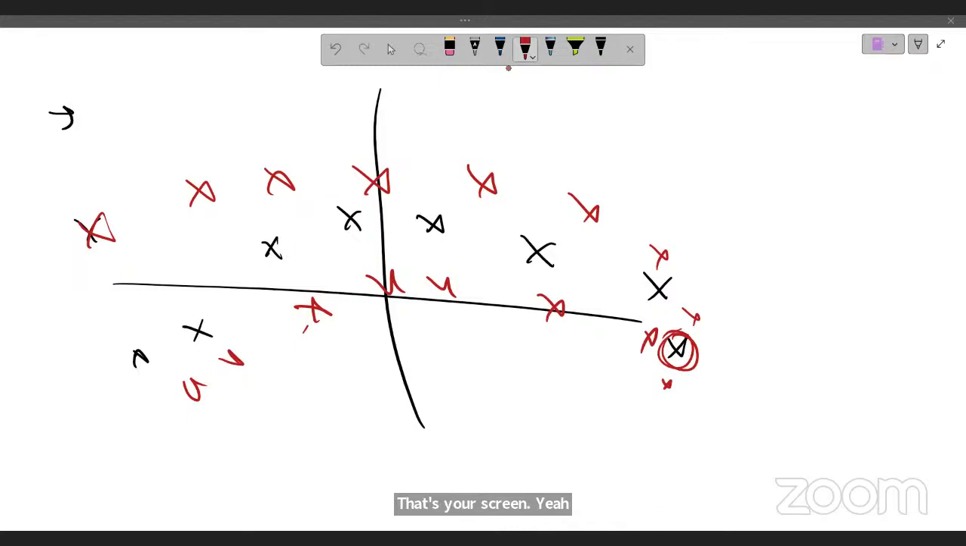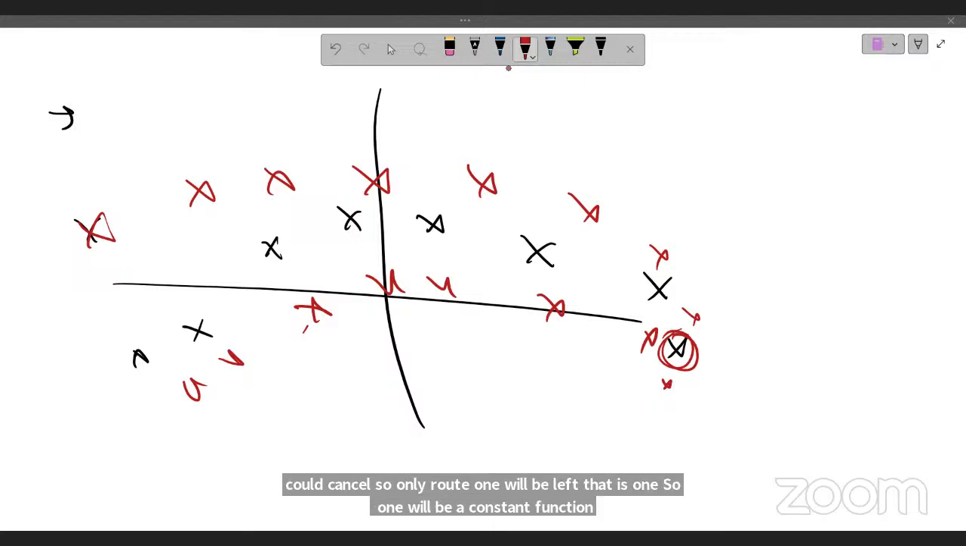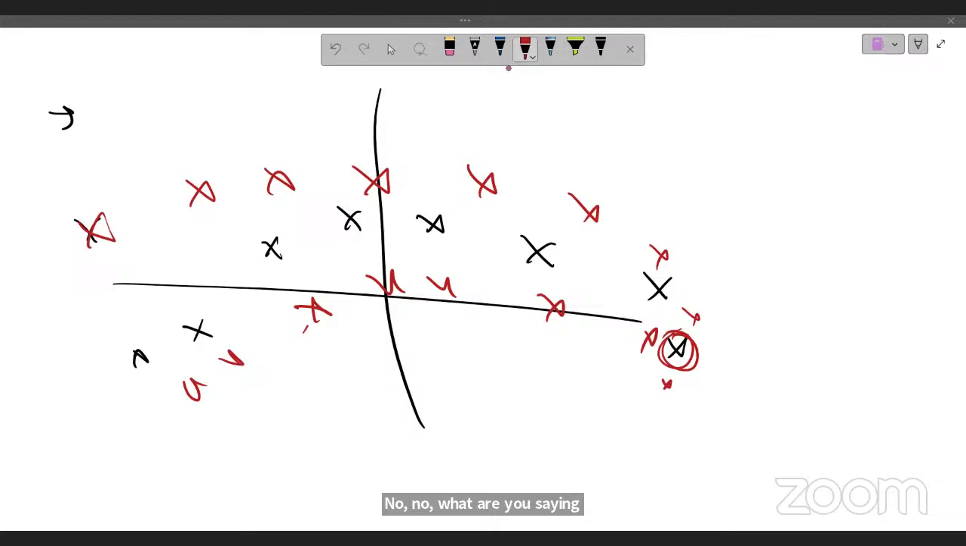Yeah. The last second one. It will cancel, so only root 1 will be left. That is 1. So 1 will be a constant function. No. What are you saying? And that root n plus 1 minus root n.